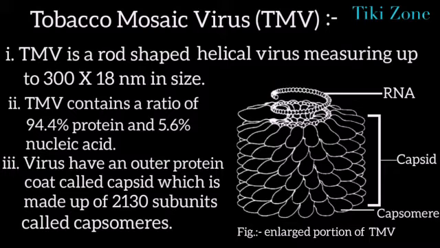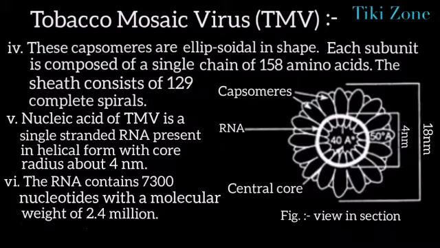Tobacco mosaic virus has an outer protein coat called the capsid layer, which is made up of 2130 subunits, and those subunits are called capsomeres. These capsomeres are ellipsoidal in shape. Each subunit is composed of a single chain of 158 amino acids. These sheets consist of 129 complete spirals.